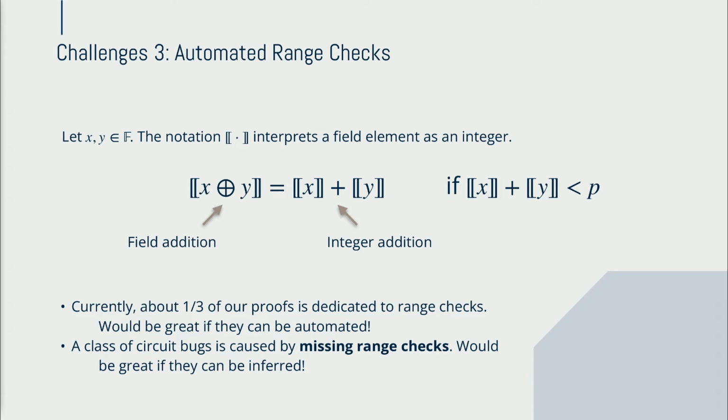And also, if you're a circuit developer, there are known circuit bugs that are caused by missing range checks. So if we can somehow automate the proof about range checks, maybe the same technique can be used to infer the best range checks automatically for you.